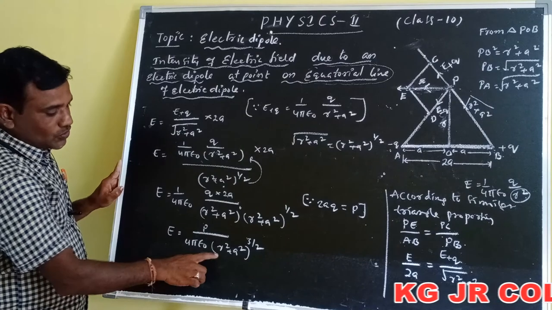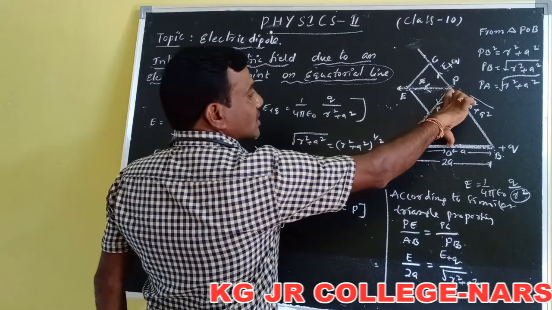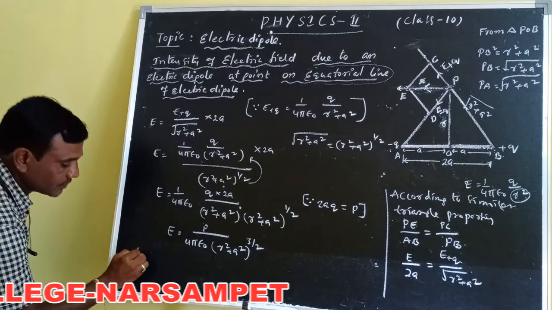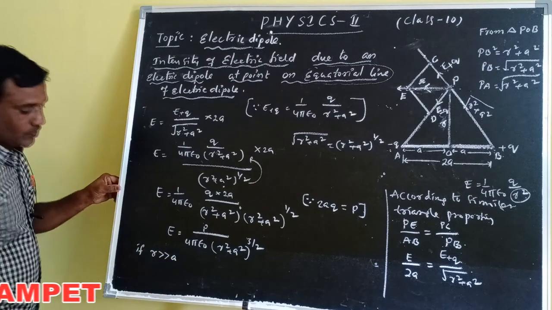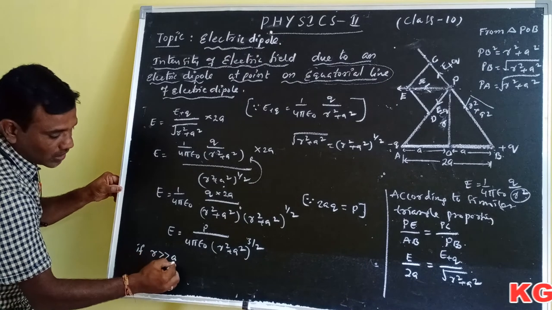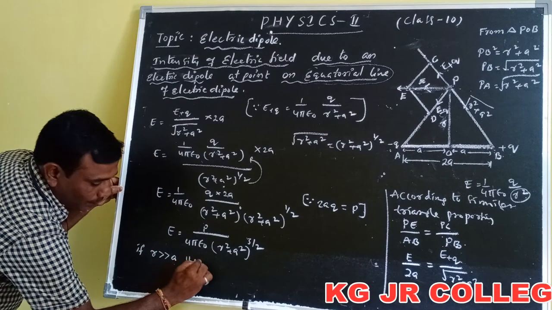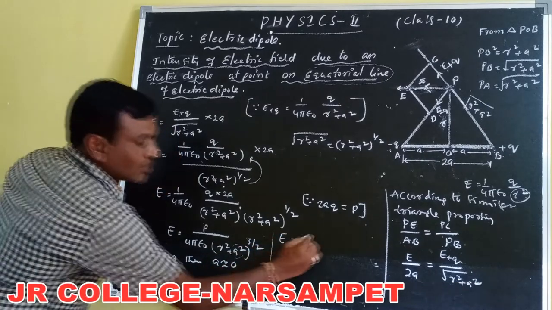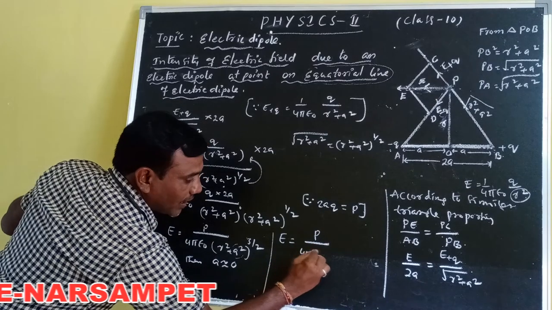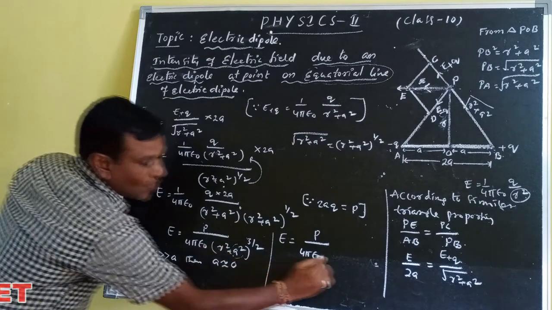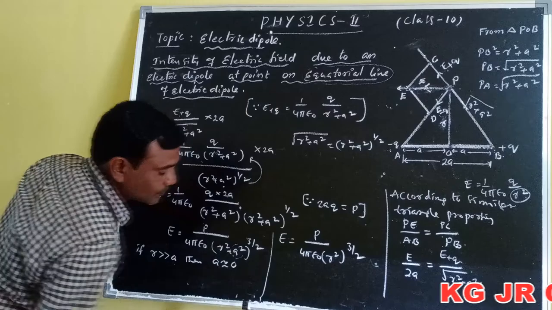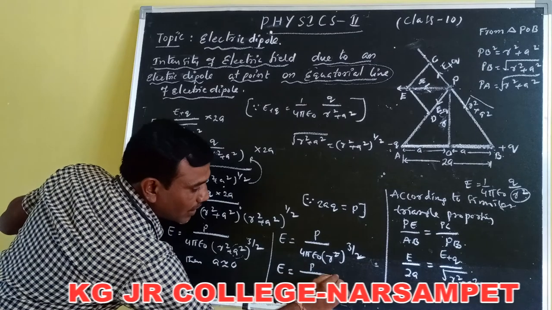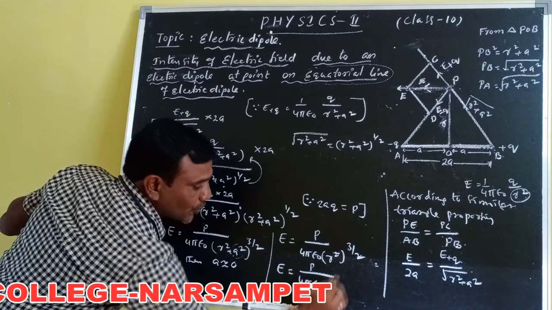But one condition: now compare R and A. Here R is the distance, which is very long compared to A. If R is much greater than A, then A is approximately 0. Now we can write the final equation: P by 4 pi epsilon naught, A value is 0, R square to the power of 3 by 2, then 2 cancel. Finally, we get the equation E is equal to P by 4 pi epsilon naught R cube.